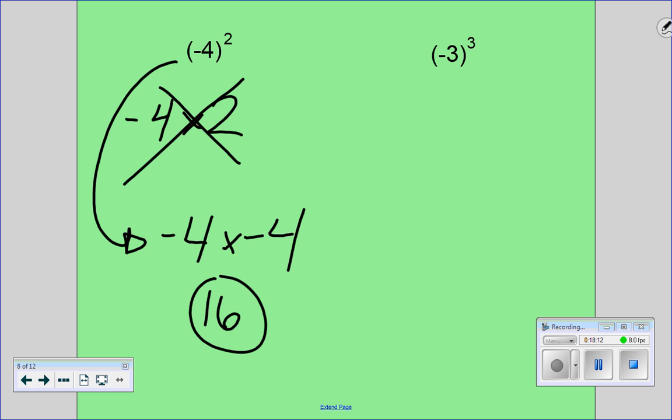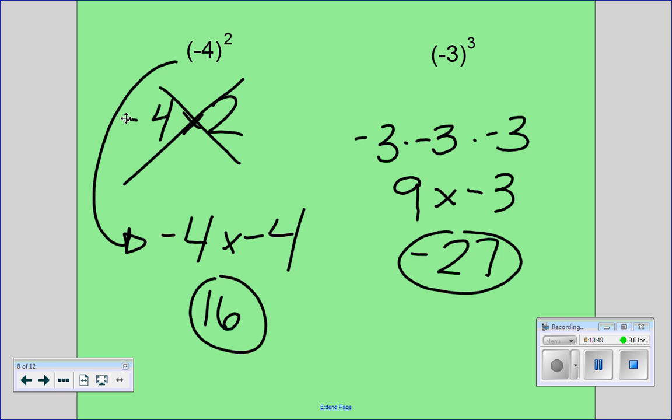What does this one mean? Somebody I haven't heard from yet today. I've heard from a lot of people, but I haven't heard from a few of you. What does that mean? Negative 3 to the 3rd power. Alyssa? Negative 3 times negative 3. I'm going to add that negative there. Times negative 3. Good. Now I'm going to solve like I know how to solve. Negative 3 times negative 3 is 9, a positive 9. 9 times the negative 3 should be a negative 27.